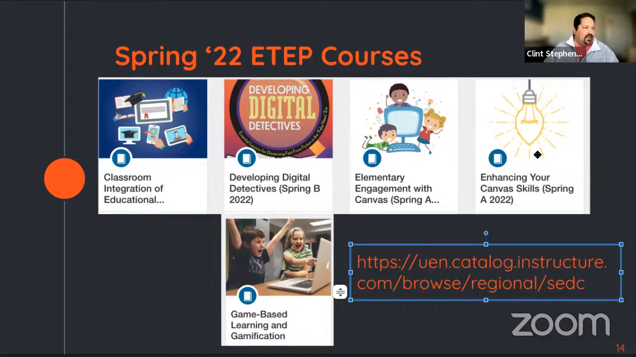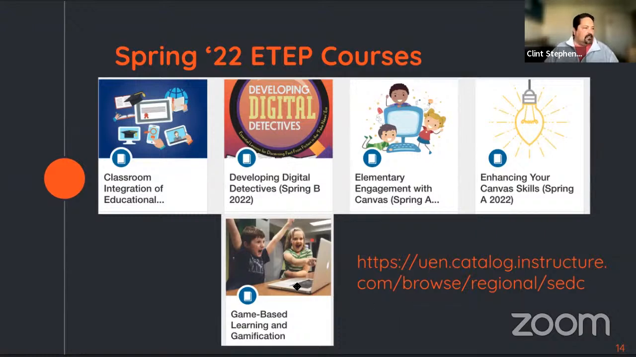And then starting on March 10th, two more six-week courses will open up. This Developing Digital Detectives, that's a brand new course from UEN. It's research skills for your kids, and then game-based learning and gamification, kind of along the same theme of Gimkit and some other resources there. Those courses will start on March 10th, and these are six-week one-credit courses, and then the core course is twelve weeks, three credits, and those will be starting up again next year. But registration is open now, so feel free to sign up.